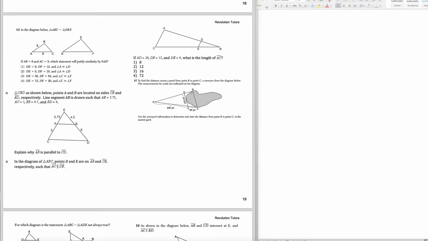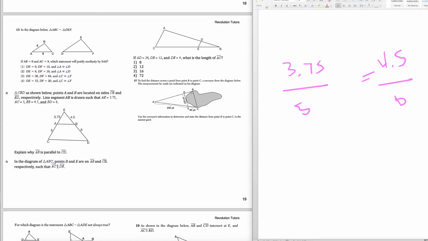So you would do the proportion again. It looks like you could just do it, so maybe we shouldn't even be fighting against it. 3.75 over 5 equals 4.5 over 6. Let's just do it this way. Is that supposed to work? If it works, then let's just do it that way. Check. Yeah, it's supposed to work.